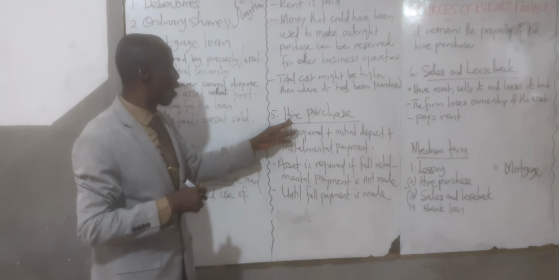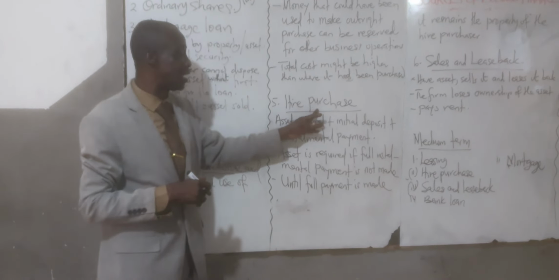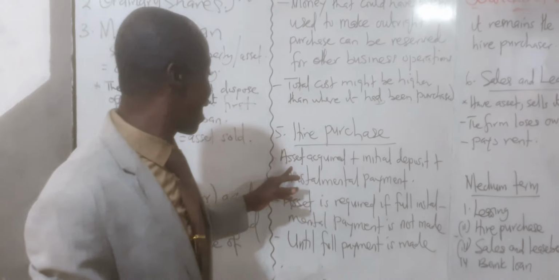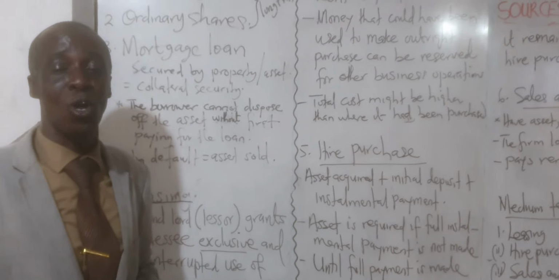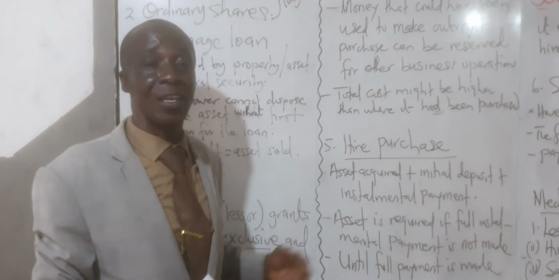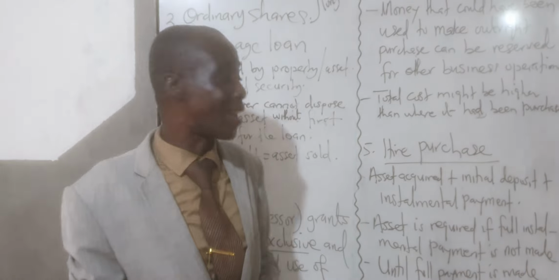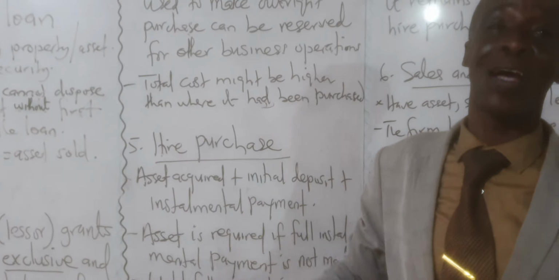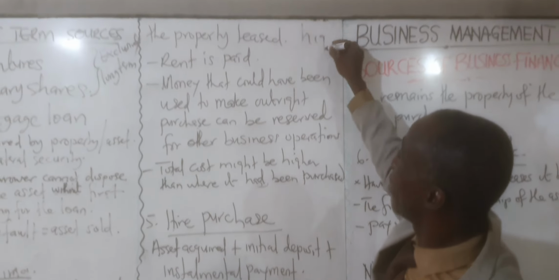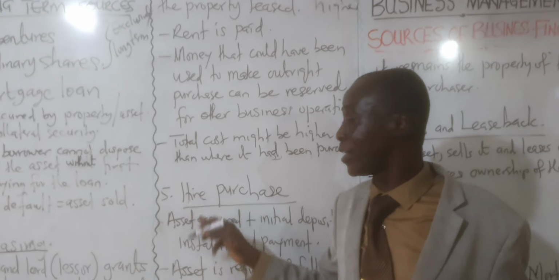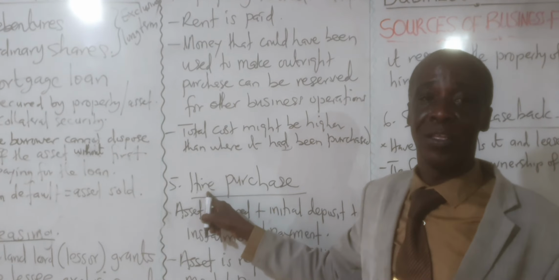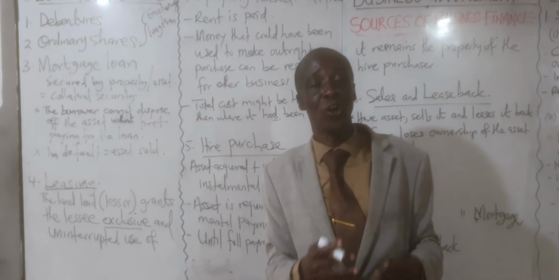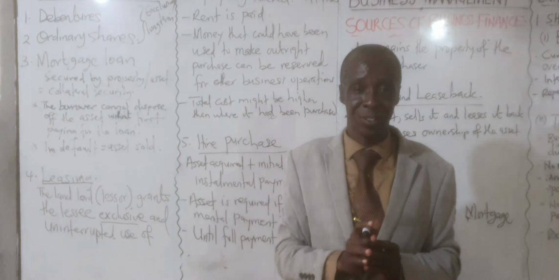The next one, which is hire purchase, is very simple and straightforward. Now in a hire purchase agreement, what happens is that somebody goes to buy something. Now look at it, two words. Hire. This word is pronounced in the same way we pronounce this word, hire. So hire purchase means you want to acquire an asset, but you don't have the full amount.